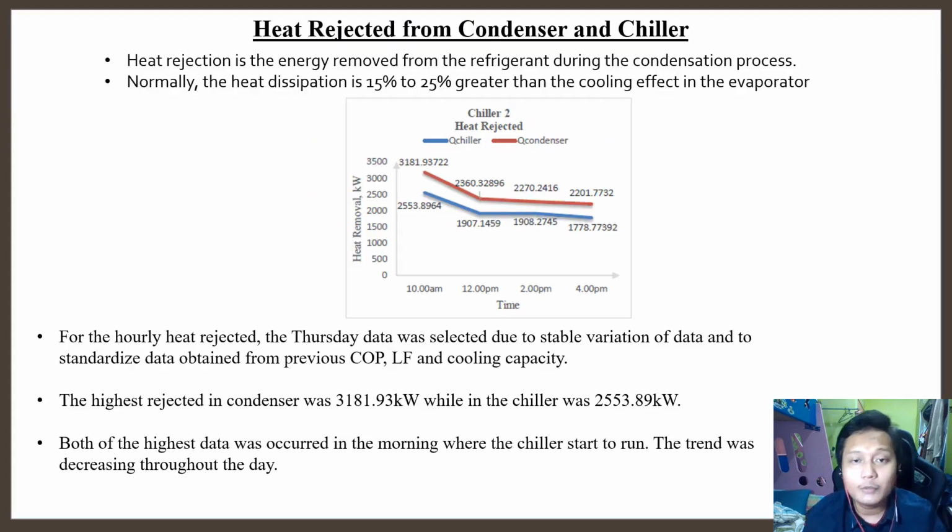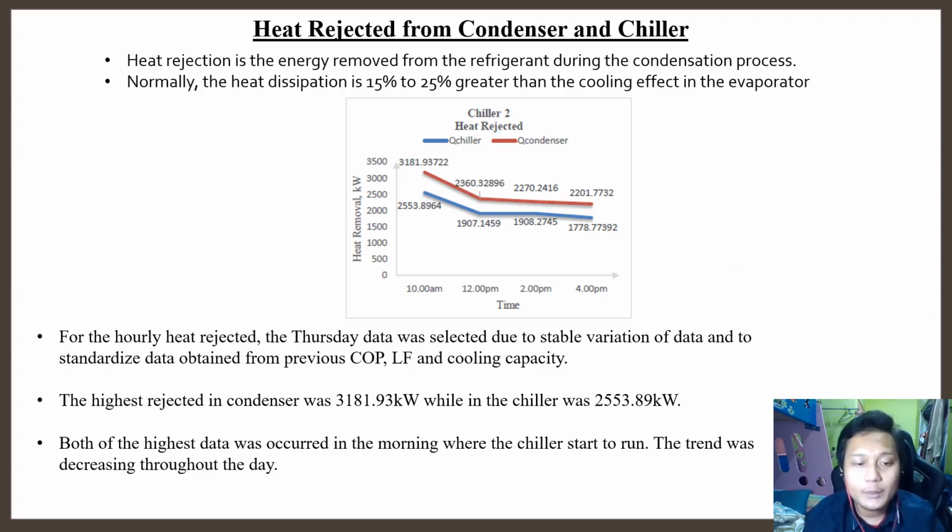Heat rejected from condenser and chiller. Heat rejection is the energy removed from the refrigerant during the condensation process. Normally, the heat dissipation is 25% to 50% greater than the cooling effect in the evaporator. As can be seen in the chart, the red one is the heat rejected from the condenser, and the blue one is the heat rejected from the chiller.